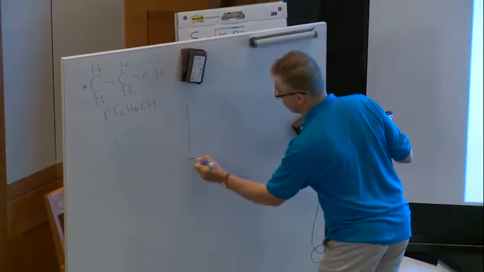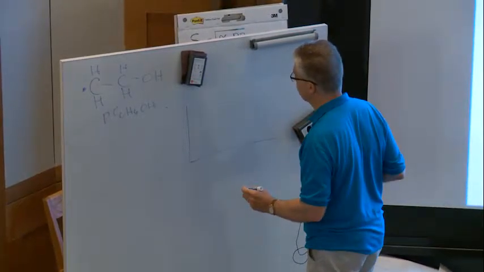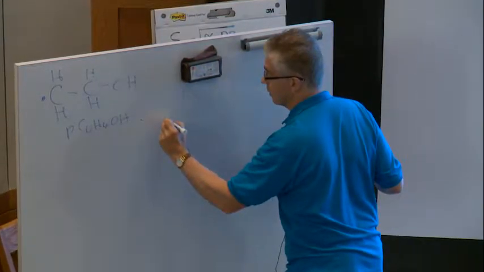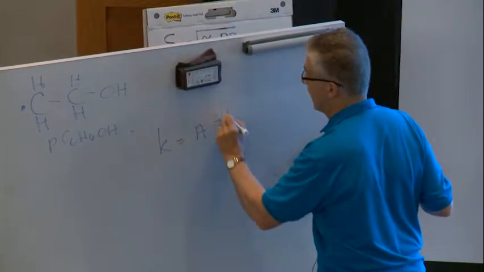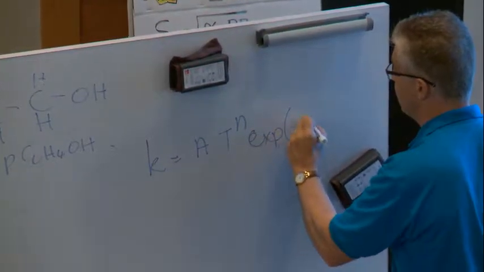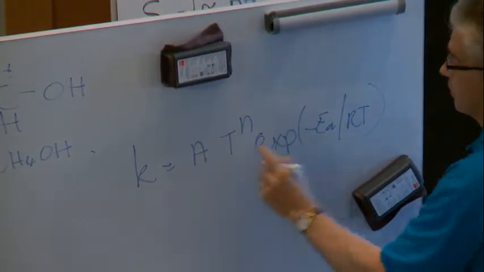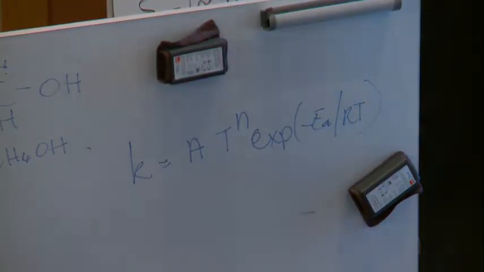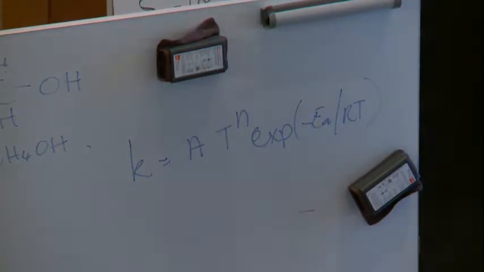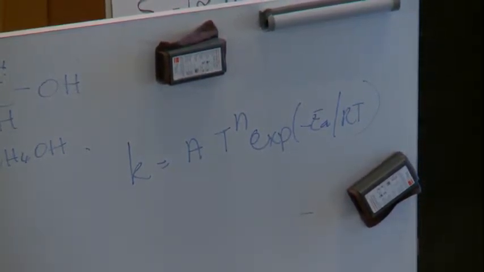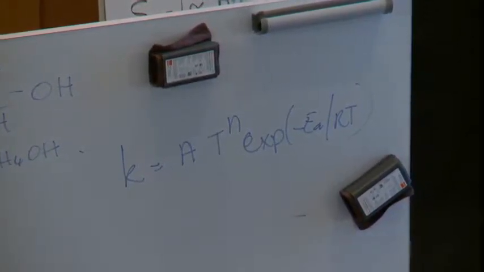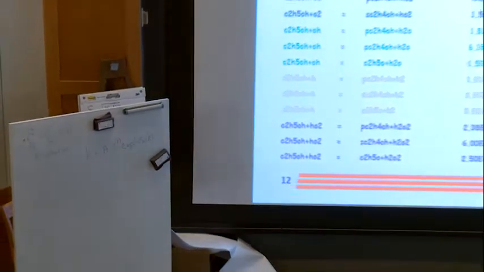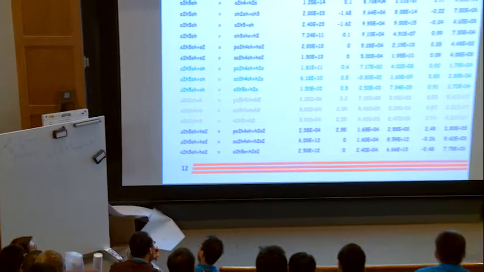Well, I should have had 1 over T, I should say there. So what we have to do is express it as k equals A T to the n exp minus EA over RT, where we have this temperature curvature. And so effectively, the effective activation energy is changing with temperature, and it's curved. And so that allows for this temperature curvature to be included in the rate constant. Okay?